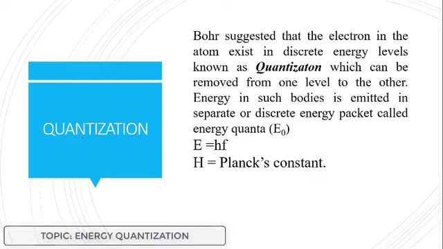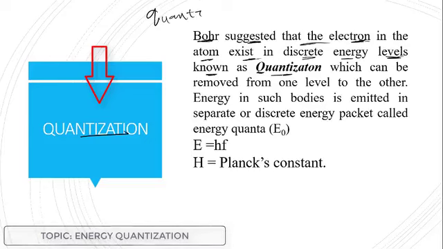Welcome back. Now when we talk about quantization, the first person that comes to our mind is Bohr. From his atomic model, Bohr suggested that the electron in the atom exists in discrete energy levels known as quanta. So therefore we can say that quantization is simply a situation where atoms can move, or electrons can move, in discrete energy levels from energy level 1 say to energy level 2, from level 2 to level 3. Then we have the ground state, which is the minimum or ground level energy where electrons cannot go lower than.